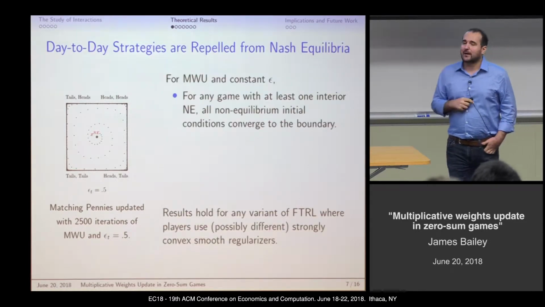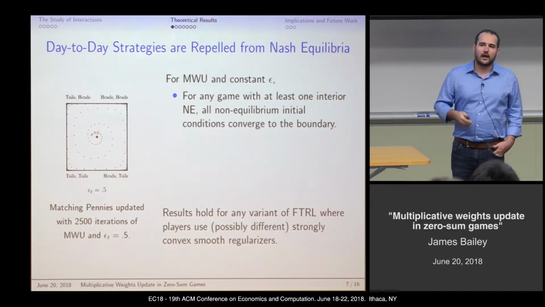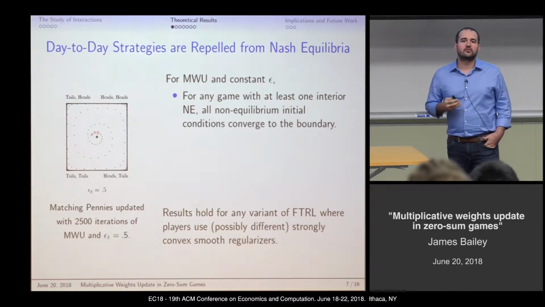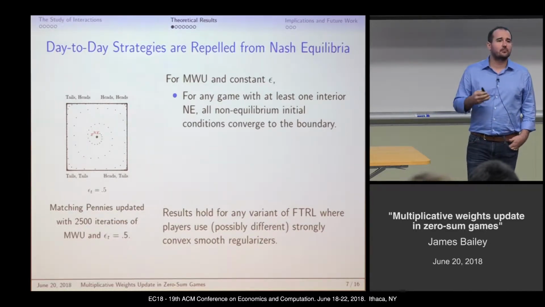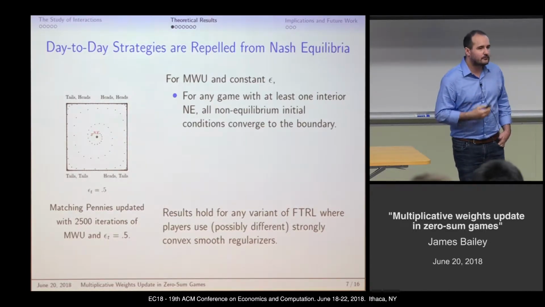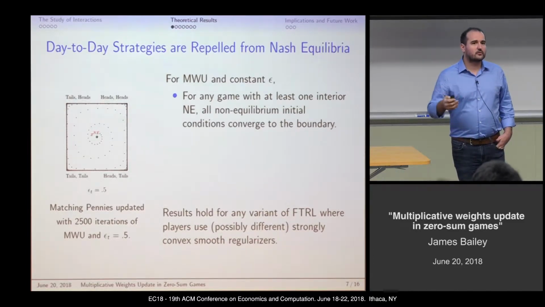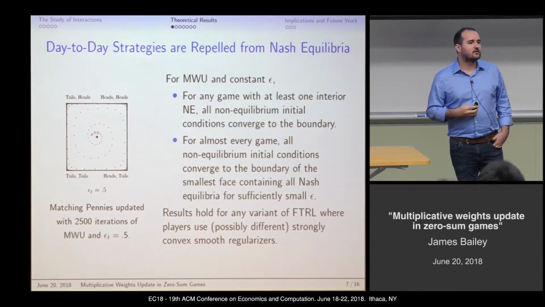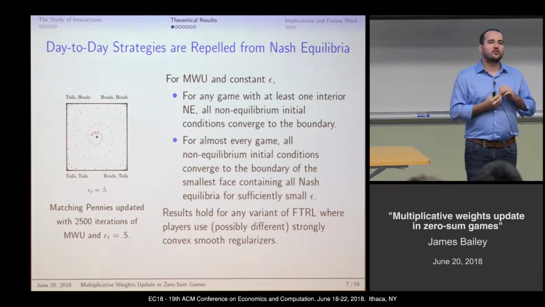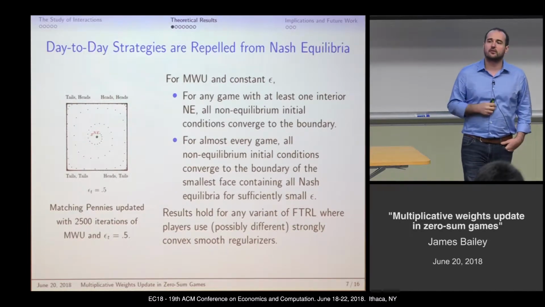And our theoretical results actually match this. Not just for matching pennies, but for any game with an interior point Nash equilibrium. For multiplicative weight update, or really any follow-the-regularized-leader algorithm, we're going to get convergence to the boundary. And that's going to hold even if players use different regularizers. Say if you use gradient descent and I use multiplicative weights update. And of course, this is for the case of interior point Nash equilibrium. We do sort of complete the results. In the event there's no interior point Nash equilibrium, we'll still converge to the boundary, but we're going to do something more. We're going to converge to the smallest space that contains the set of Nash equilibria. And then within that space, we'll again converge to the boundary.